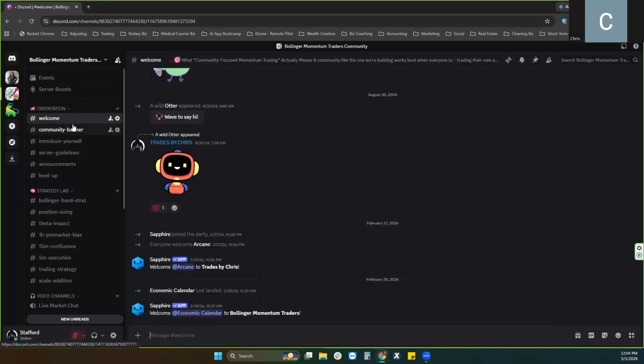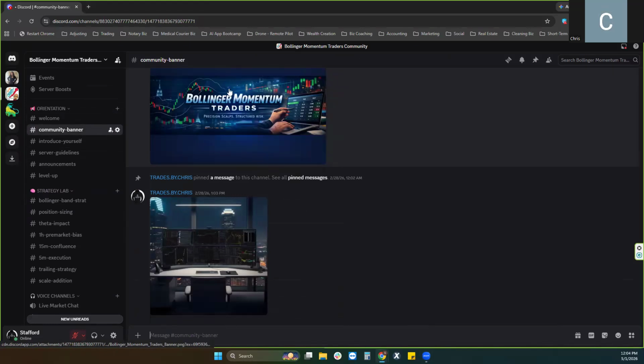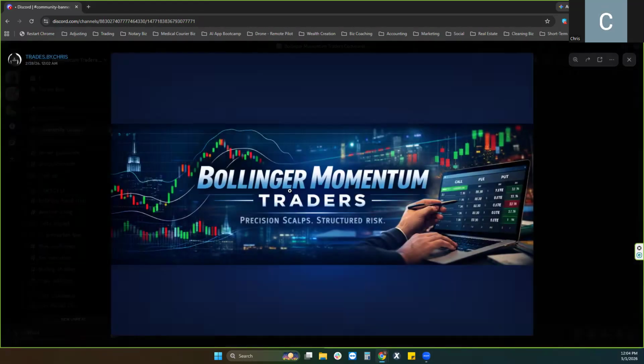So over here in the community banner, this is the name of the community, Bollinger Momentum Traders. I'm a scalper. My background, basically, I started trading in 2015, demo trading on Oanda. That was a book that I read about, I think it was Options for Dummies or something like that. I'm not 100% certain on that.